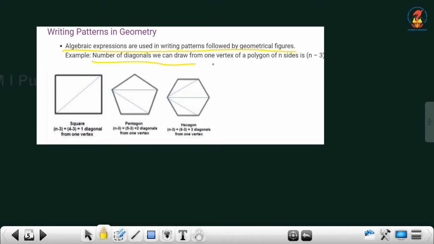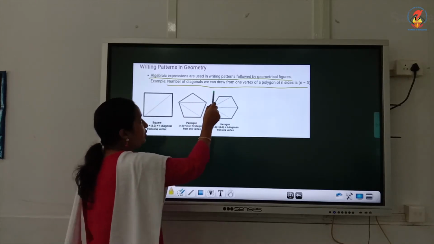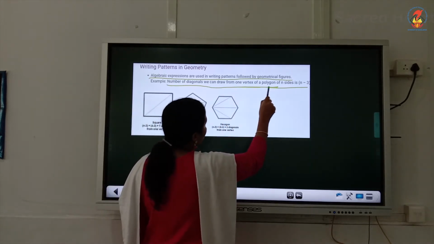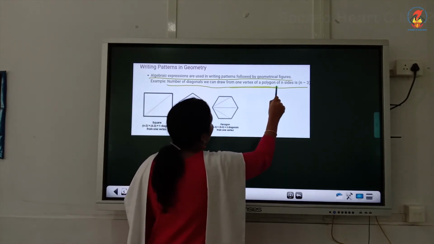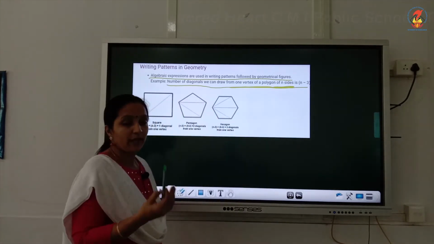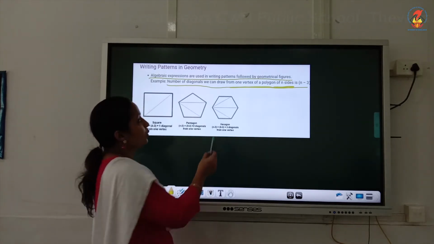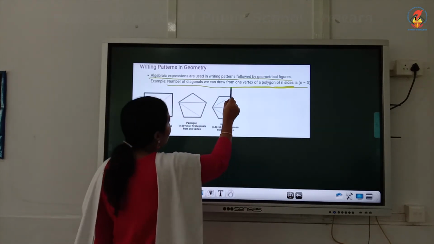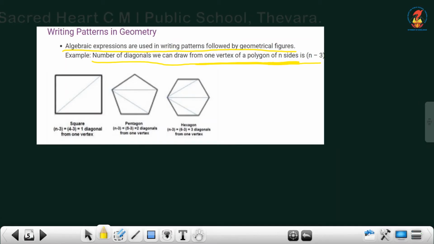Number of diagonals we can draw from one vertex of a polygon of n sides. Diagonal means a line segment joining two non-adjacent vertices. So how many diagonals we can draw from one vertex of a polygon of n sides? N is a variable and can take any value. Number of diagonals we can draw from one vertex of a polygon of n sides is n minus 3.